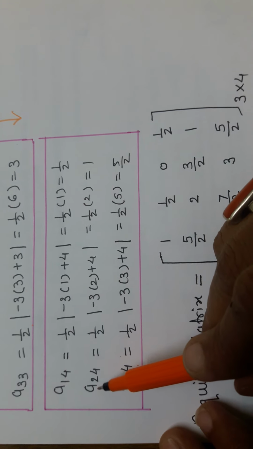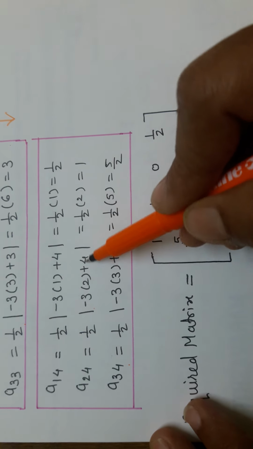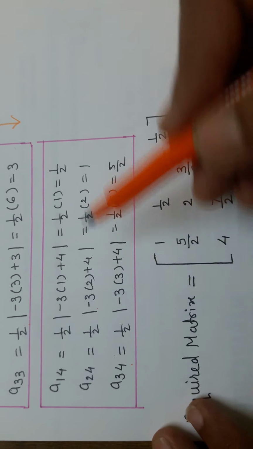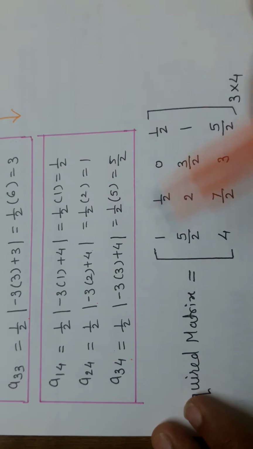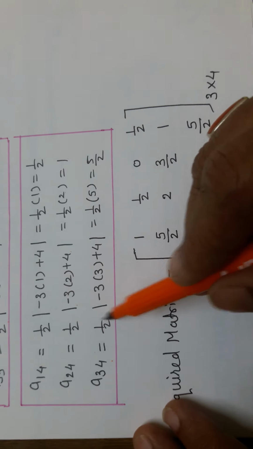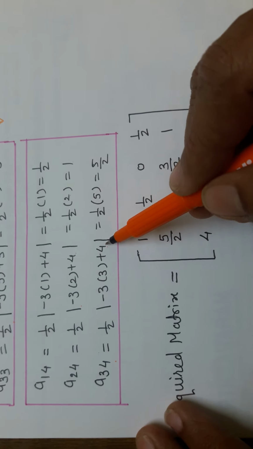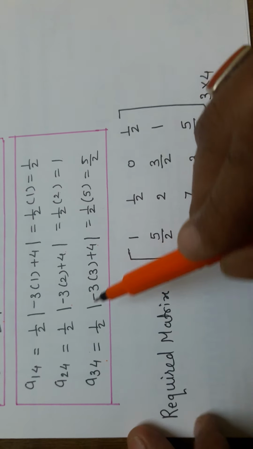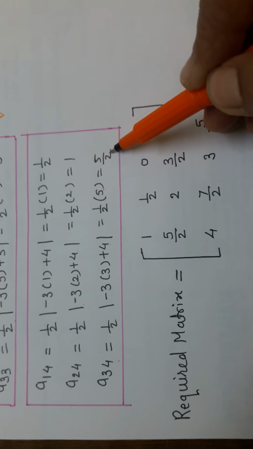So next is A24, that is 1 by 2 in the mod of minus 3 into 2 plus 4 minus 6 plus 4, which is minus 2, and mod of minus 2 is nothing but 2. 1 by 2 into 2 is nothing but 1. A34 is equal to half mod of minus 3 into 3 plus 4 minus 9 plus 4, which is nothing but minus 5, and mod of minus 5 is 5. 1 by 2 into 5 is nothing but 5 by 2.